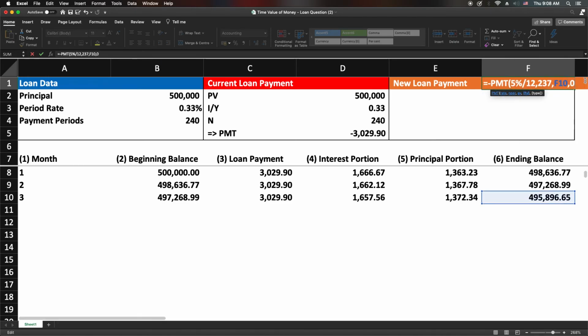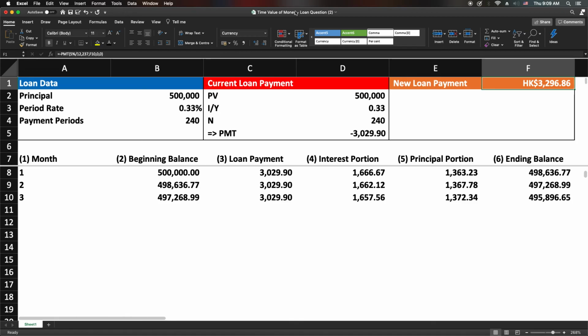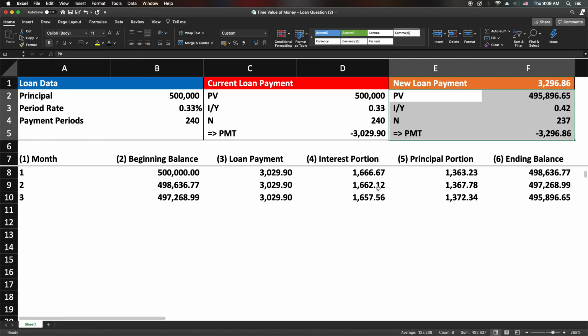We then put 2 zeros here to indicate that first, there is no future value, and second, all the loan payments are made at the end of every month. Then we can find that the new loan payment will be $3,296. That is the answer for the second part of the question. Again, if you want to use the BA II Plus to find the answer, then you may follow the steps.